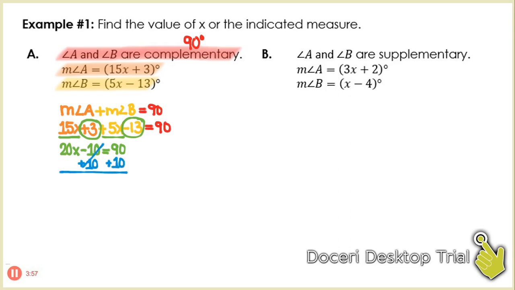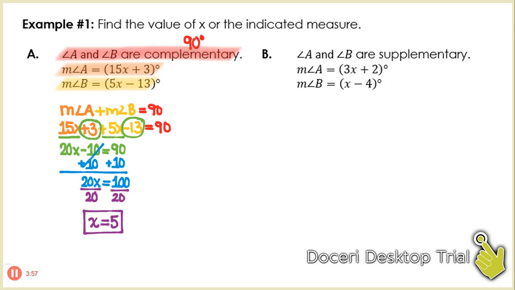And I'm left with 20x equals 100. And my last step would be to undo the multiplication with division. So I'm going to divide both sides by 20 because what we do to one side, we have to do to the other to keep our equation balanced. And so x equals 5 in this specific case.